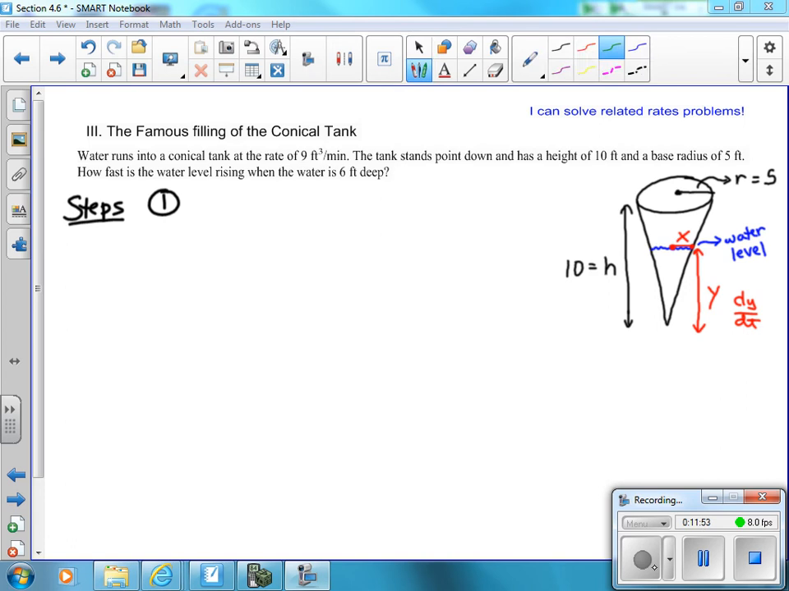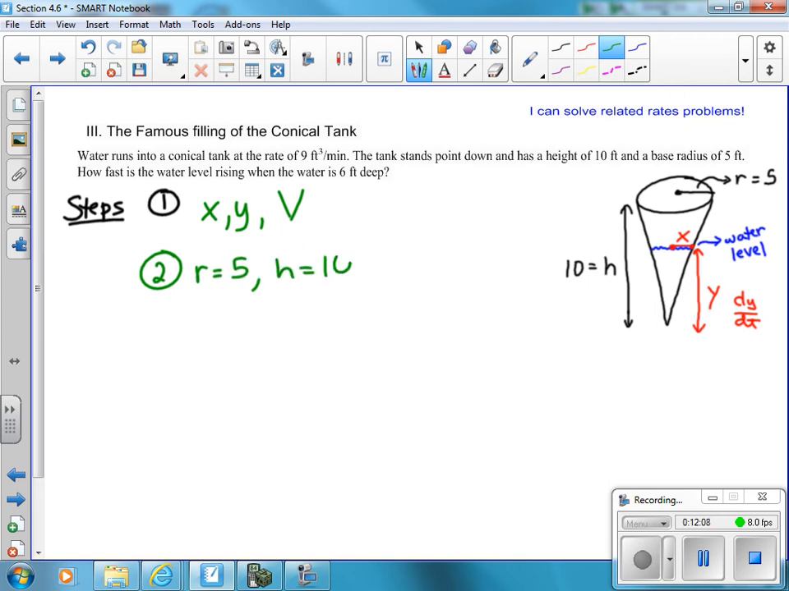So we have a water level here indicated by x and y, and it rises. Our volume is also a variable. Things we have as constants: we know the radius is 5, we know the height is 10. That does not change. We also know that at a particular time, the change in volume with respect to time is 9 feet cubed per minute. And we also want to know how fast the water level is rising when the water is 6 feet deep. So we want to know when y equals 6. That's 6 feet high, yes.